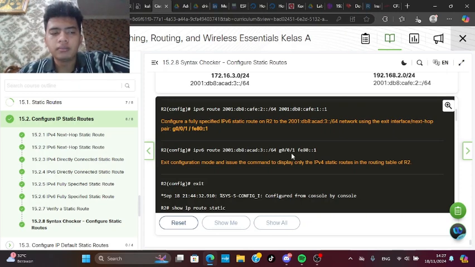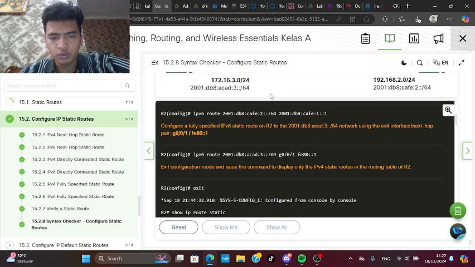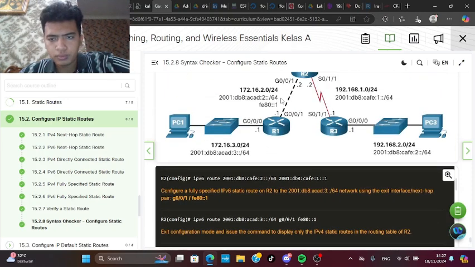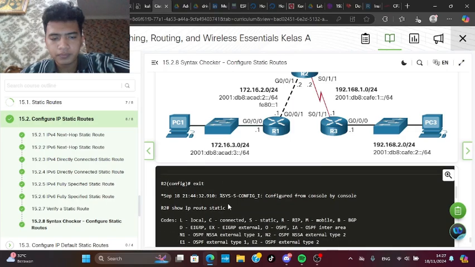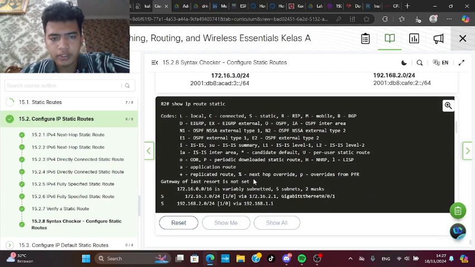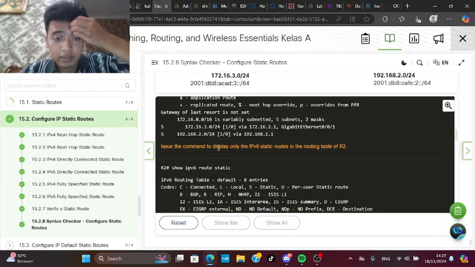for configuring directly connected static routes. I guess this one is from router 2 also to... wait. Oh yeah, this is from router 2 to router 3, and then this is from router 2 to router 1. And we can verify it with show ip route static.